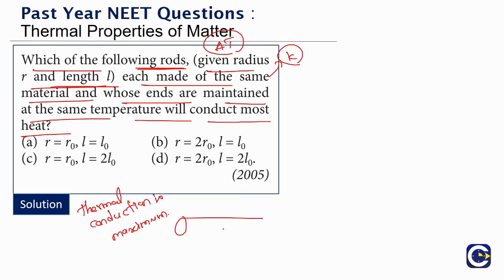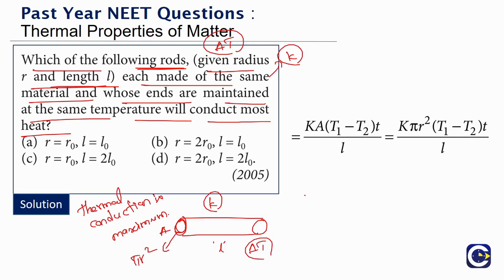So remember, if you consider a rod, thermal conduction depends upon the thermal conductivity value K, and the area of cross section. Here we are assuming a cylindrical rod. That's why they are giving us the radius. So area will be pi r square. It depends upon the length and of course the temperature difference between the ends.